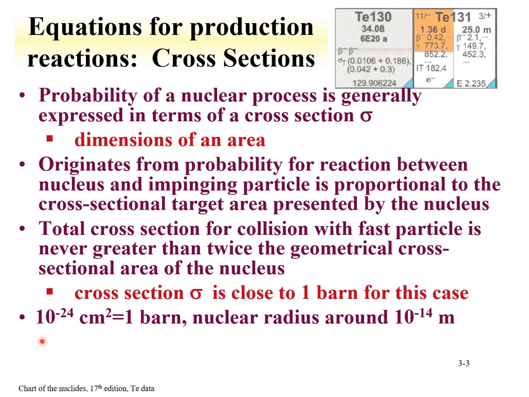Now, this value originates from the probability of a reaction between a nucleus and a particle, and it's proportional to the physical cross-section of the area presented by the nucleus. This isn't completely true. For instance, with a charged particle, you have a Coulomb barrier to overcome. With slow neutrons, you have resonances that are based upon some quantum mechanical properties. Basically, a general trend is that the reaction cross-section is fundamentally proportional to the area that the particle can see from the nucleus. And this is really true: if you have fast particles, the cross-section is never greater than twice the geometric cross-section of the nucleus. Cross-sections for fast particles tend to be close to a barn.